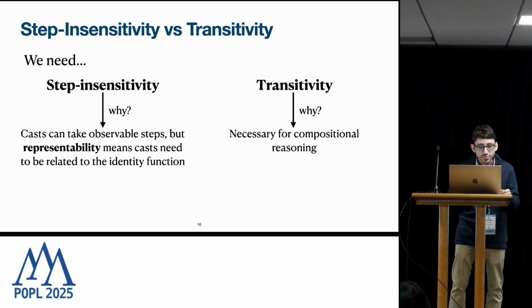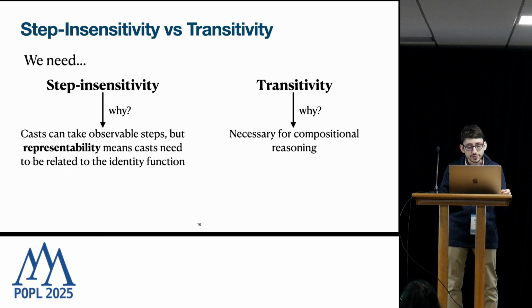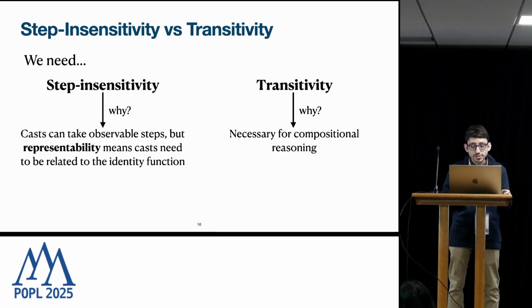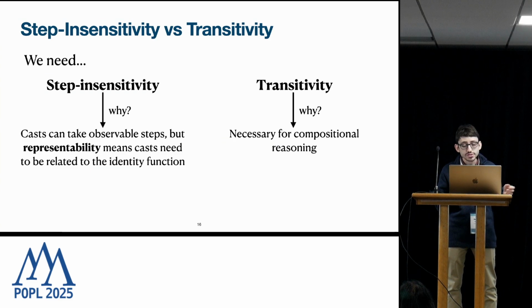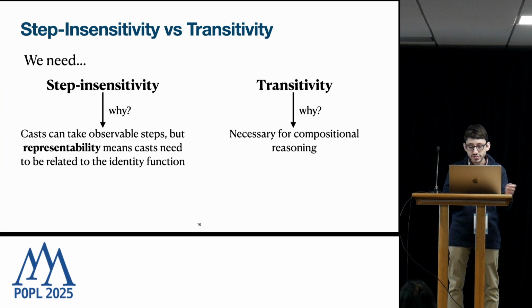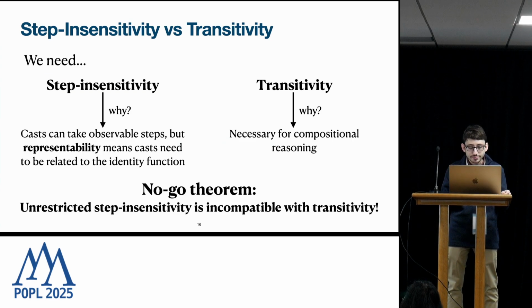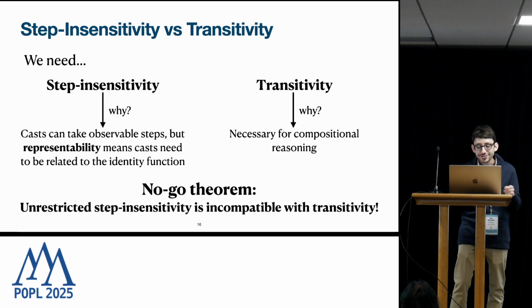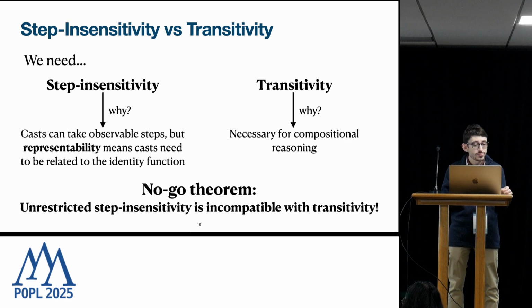Now, in addition to step insensitivity, we also need transitivity. Transitivity is necessary for us because we want to be able to compose smaller proofs into larger proofs, as we've seen on the previous slide, and that's one of the main goals of our semantics. However, as we show in the paper, there's actually this incompatibility between the two. So we have a no-go theorem showing that unrestricted step insensitivity is incompatible with transitivity. You can't have both in the same relation.